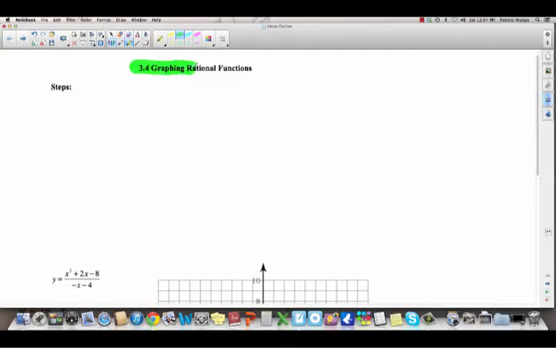Section 3.4 is graphing rational functions, and we did a lot of work in this area last time. We didn't do the actual graphing, but we did a lot of the steps, as you'll see. Because here come the steps. Step 1, factor the function. We've been doing that for years.